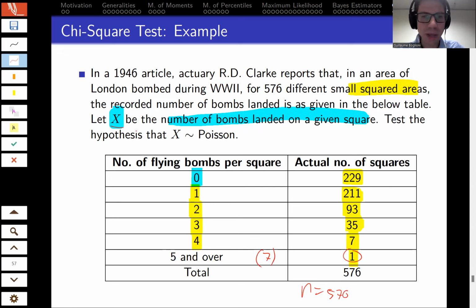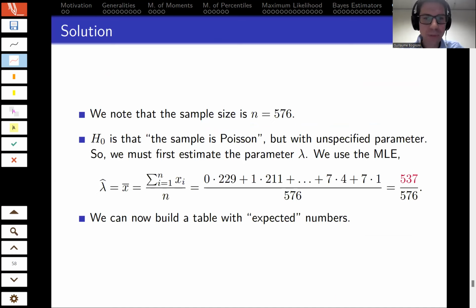Now here, test the hypothesis that X is Poisson. I should have given you some alpha here. Let's say alpha equals 5%, but it doesn't really matter, because whatever alpha is, we're not going to reject. Sorry, spoiler. Okay, so let's do the calculation. The sample size is 576.